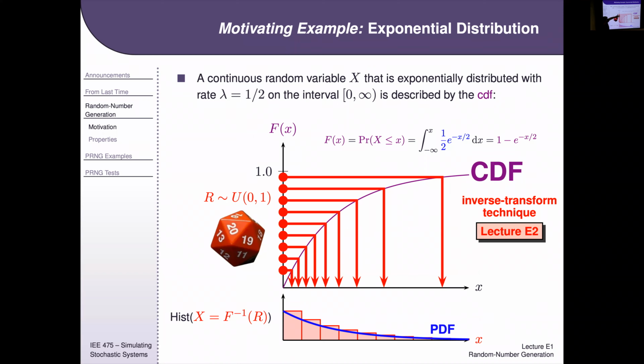But then numbers that are generated up here, say between 0.5 and 1, get spread out. And that's why you get this kind of longer tail over here, which is what we see there. So that's the inverse transform technique.